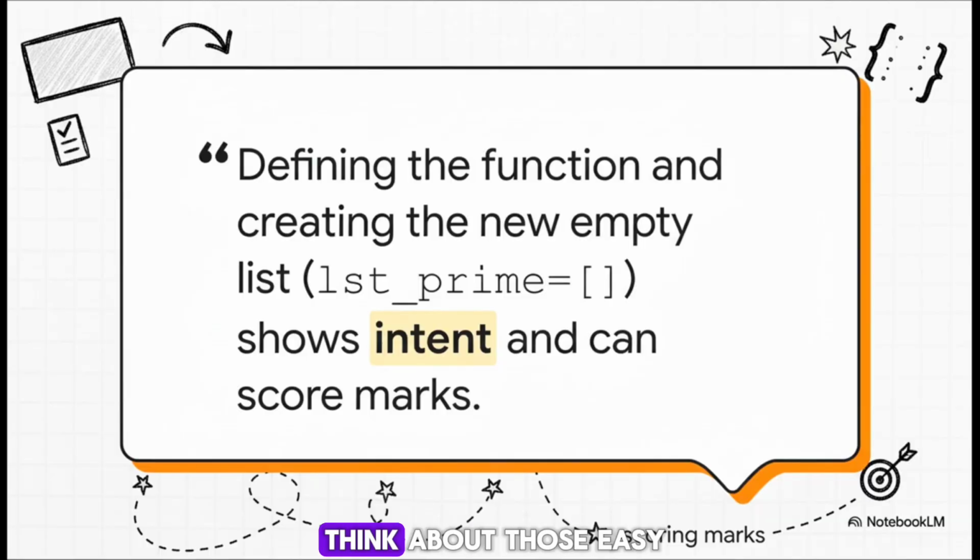And again, let's think about those easy step marks. That very first line you write inside your function, lst_prime equals empty list, that's a signal. It tells the examiner you know what you're doing, that the goal is to create a new list. That one tiny line plus the function header is a super simple way to get some points on the board right away.